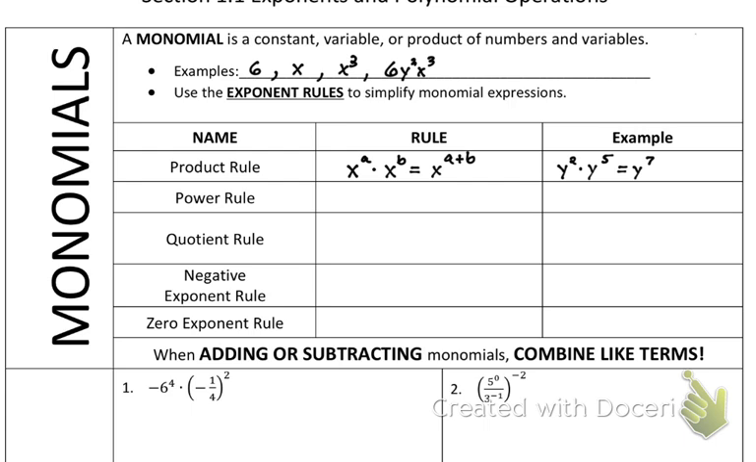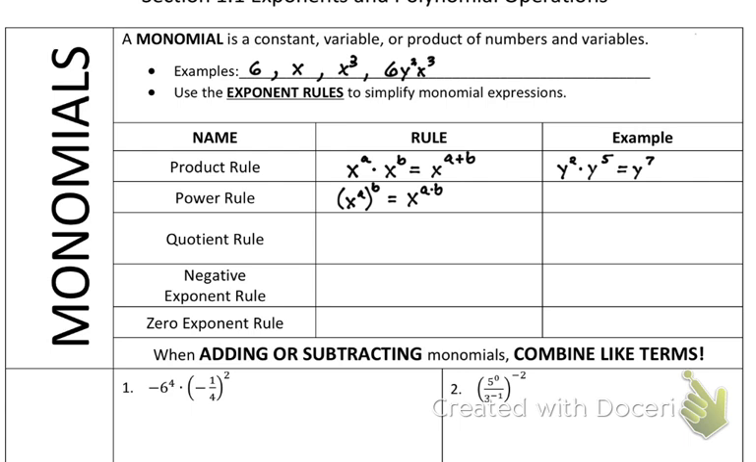So when you're multiplying them, you add your exponents. The next thing is, what happens if I take an exponent to an exponent? That's called our power rule. So that might look like, let's say I have x to the a power again, but now I raise that entire thing to the b power. Well, that's going to be x to the a times b. So a power to a power, you multiply your exponents.